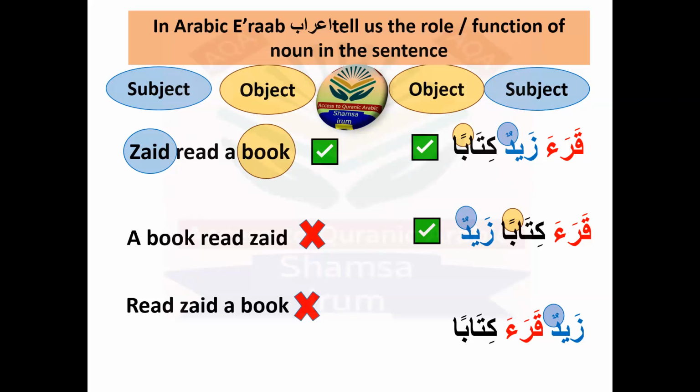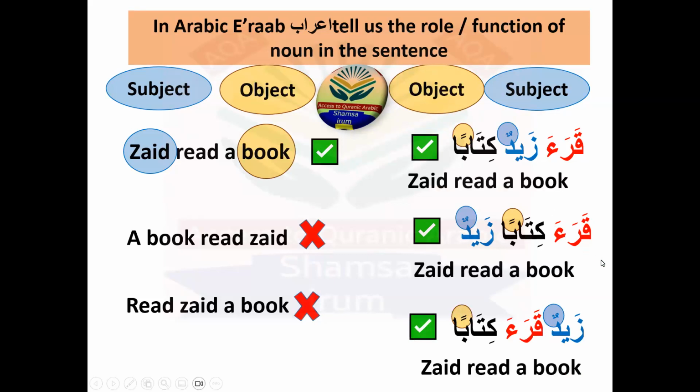The word ordering doesn't make any difference in the Arabic. Only the haraka which we have to notice. It will give us the clue, it will give us the knowledge of what is the role here for the word. And qara'a is a verb, and next is kitaban. Because it is mansub, it means it acts here as an object. So it is correct too. All these three sentences are correct, and all these three sentences give the same meaning. Zaid read a book. The meaning is totally the same.